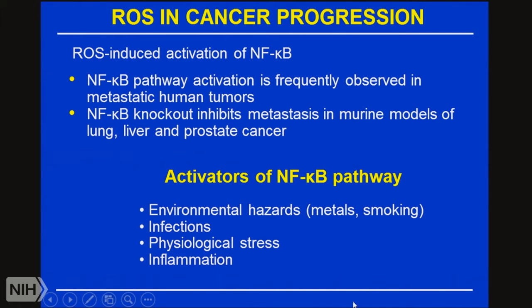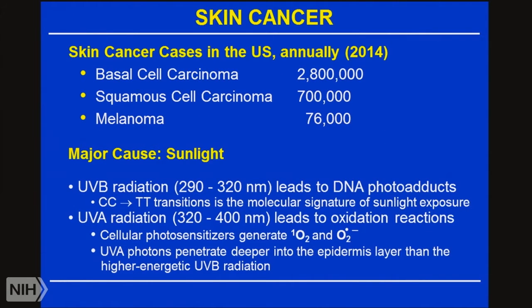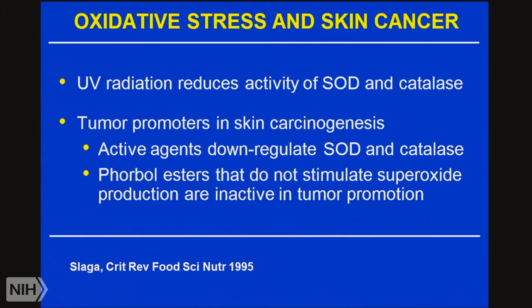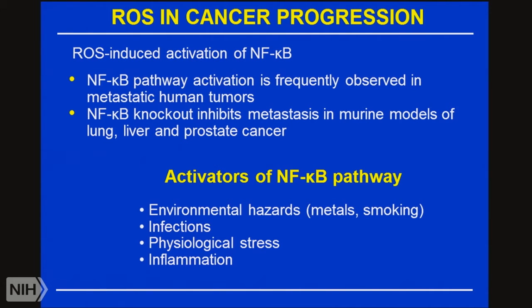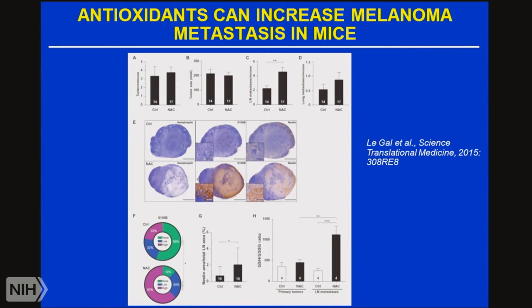And then there are also activators. There are lots of activators of the NF-kappa-B pathway that are associated with cancer progression. But then something really interesting came out. You know what I thought? This surprising result. I made the point here: skin cancer, melanoma, oxidative stress, everybody believed in it. It's also very important in cancer progression and certainly also in melanoma. And then two papers came out. This is from 2015: antioxidants can increase melanoma metastasis in mice. And that was the second paper that came out.